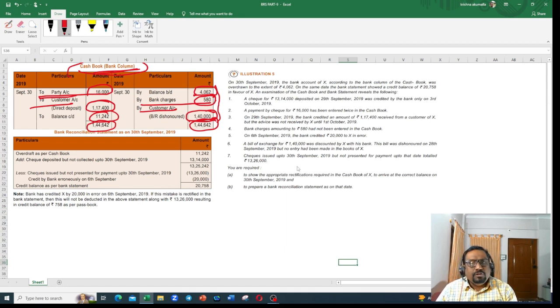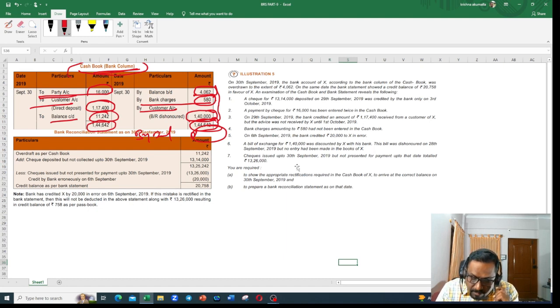The cash book balance should show as a debit. It is an asset, right? It should show the debit. But to balance carried down, by balance brought down. The brought down balance is coming under the credit side. If the brought down balance is coming on the credit side of the cash book, that means it is an overdraft balance. Still, it is showing as an overdraft balance of 11,242.